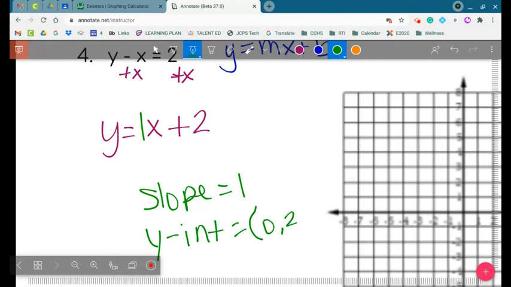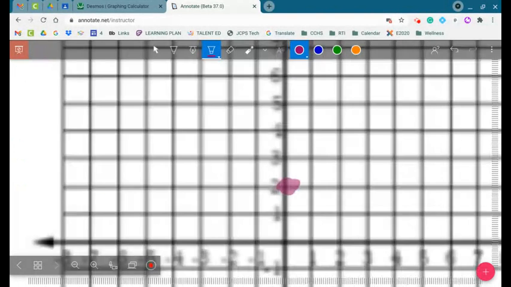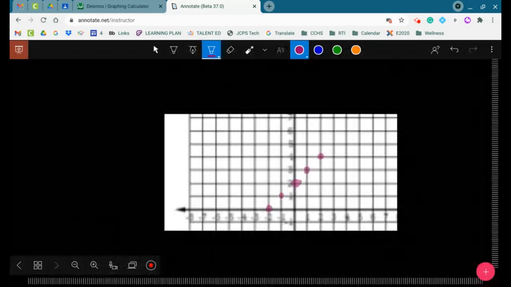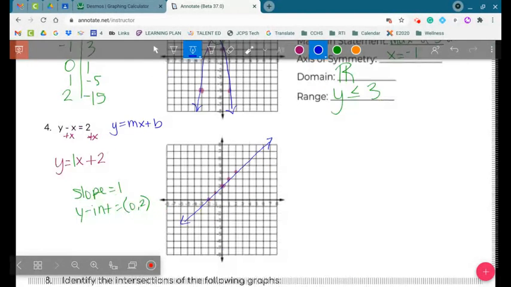So I'm going to go to my y-intercept, which is 0, 2. And then my slope is 1, so that means I rise 1, run 1. So rise 1, run 1. Rise 1, run 1. I'm going the opposite direction. It's really all the points I need. If you want to keep going, you can. Well, I got it kind of a little off. That is what your line would look like.